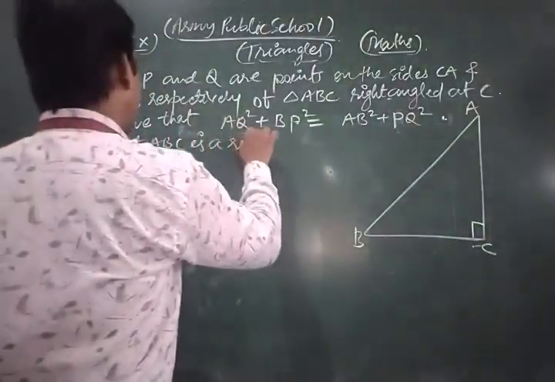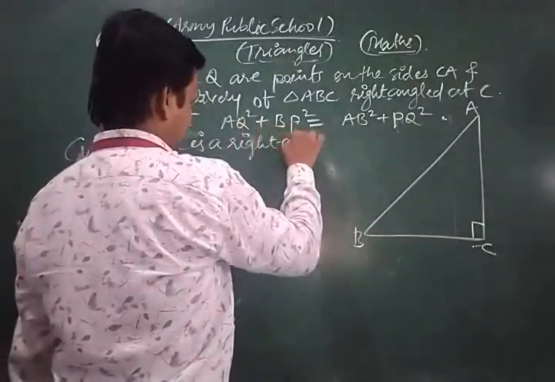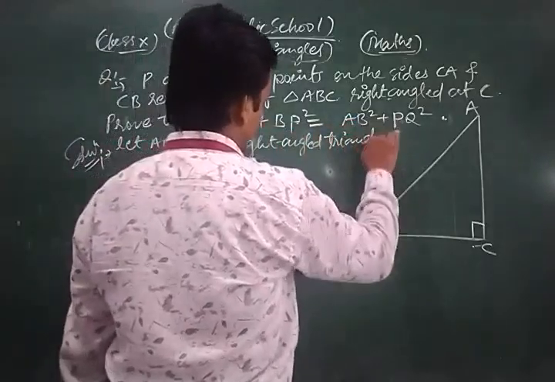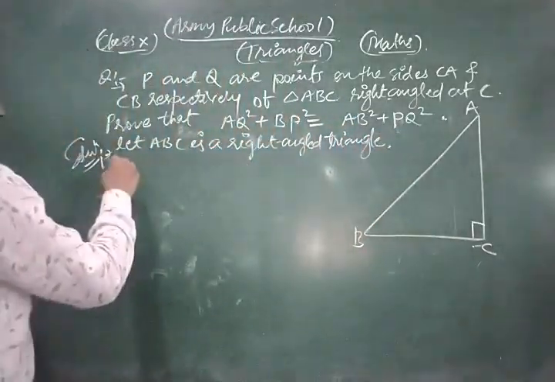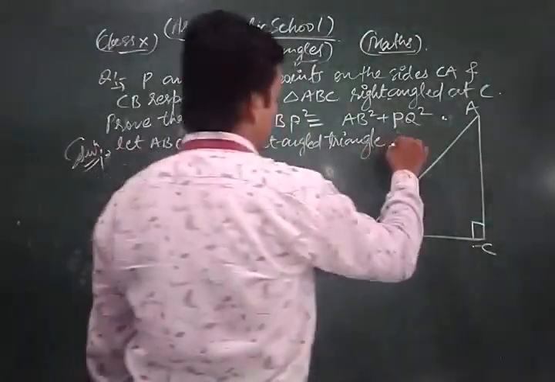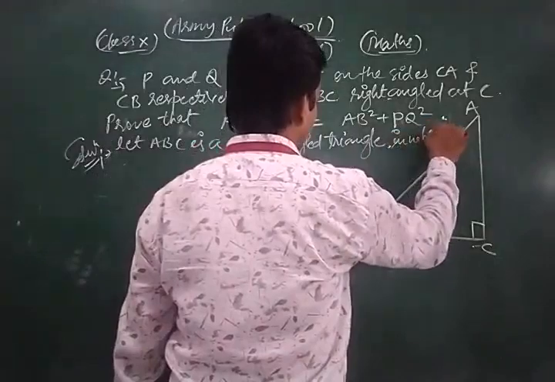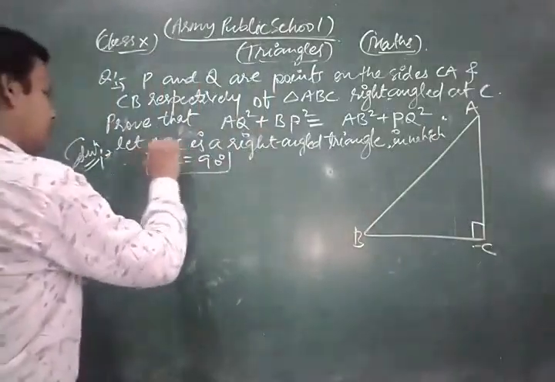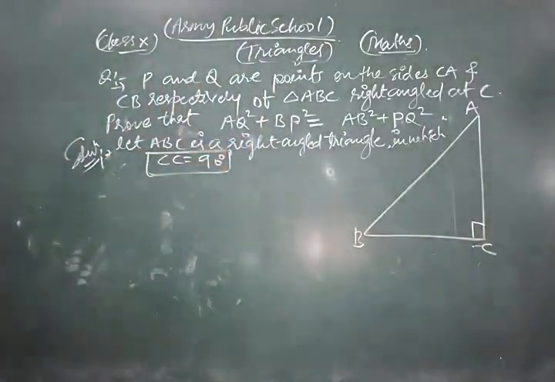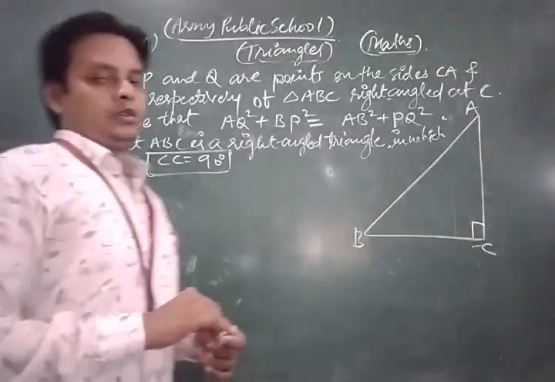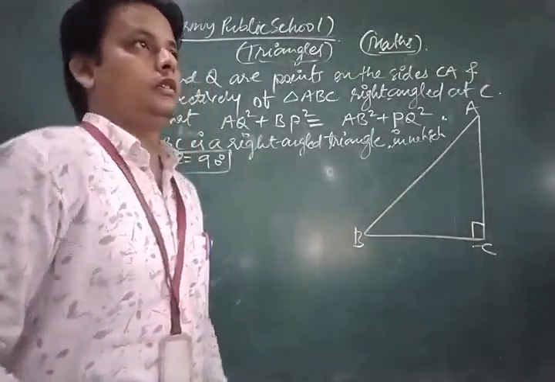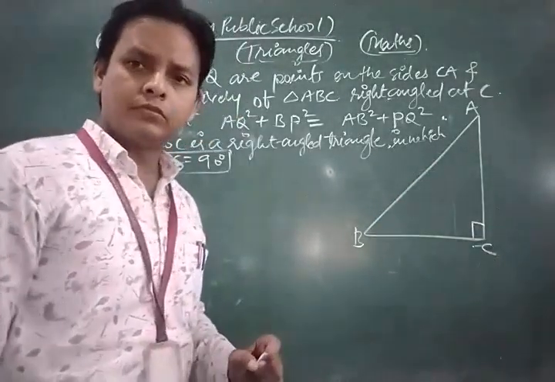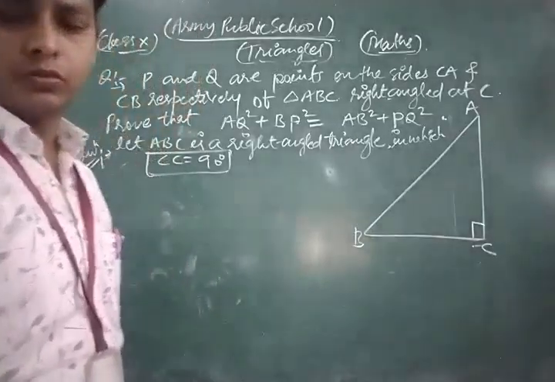So let ABC be a right angled triangle, right angled at C, in which angle C is equal to 90 degrees.